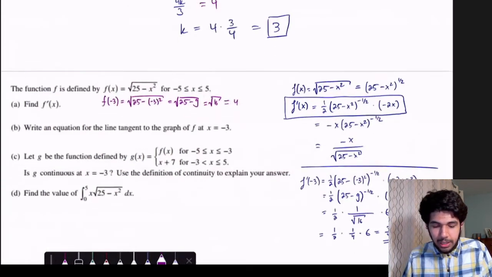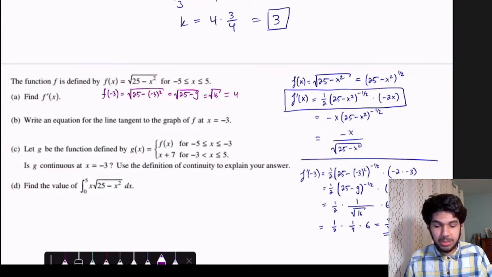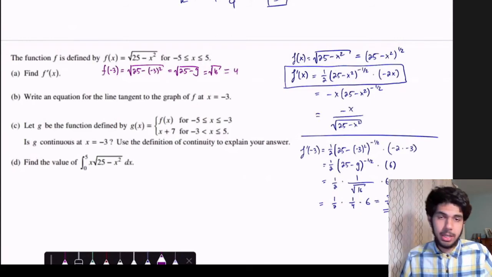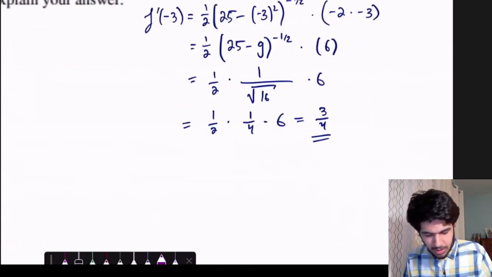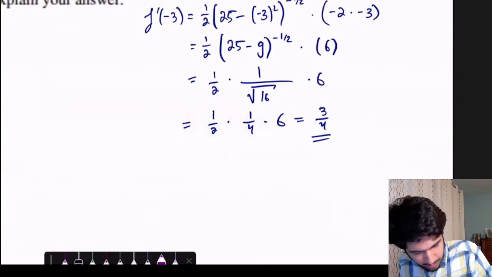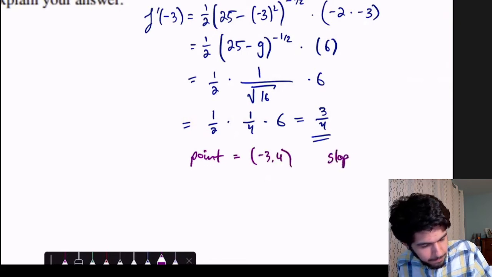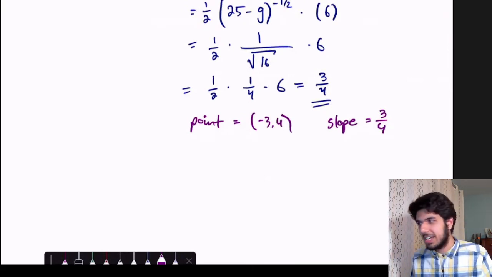So now we know that we have a function which has a point at -3, 4, and the slope of the tangent line at that point is 3/4. So let's put it together. Point is -3, 4. Slope is 3/4. So now we just have to write the equation of a line.